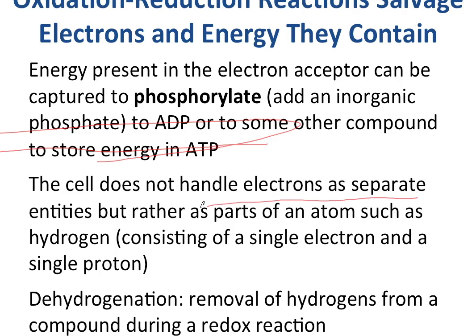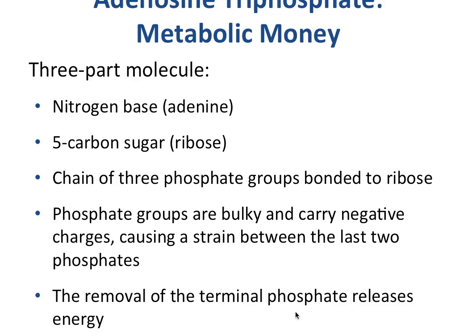So the cell can generate energy by handling the electrons and the hydrogen ions. This is called cellular respiration, or the electron transport chain. We will talk about this later. Dehydrogenation means removing hydrogen. We will talk about this later too.